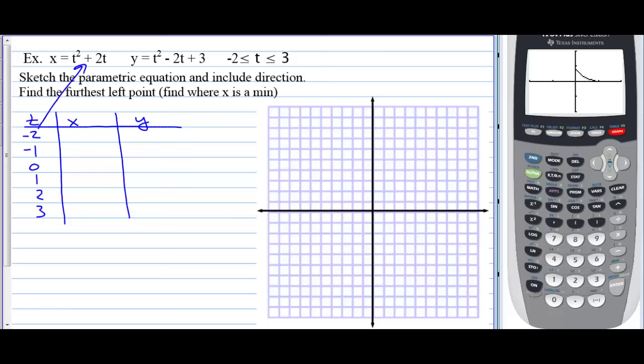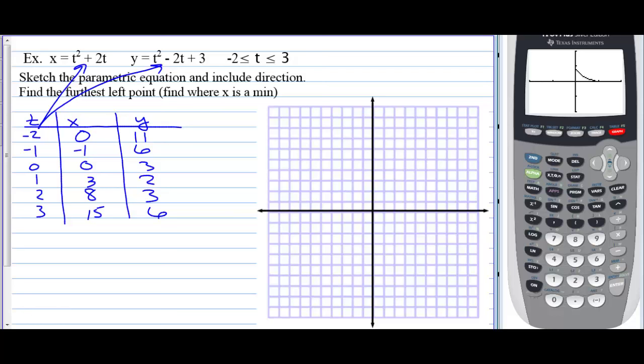We get 4 minus 4, that's going to give us 0. And then plugging -2 in there, we get 4 plus 4 is 8, plus 3 is 11. And doing the same thing except with -1, we get (-1, 6). Then we get (0, 3), then (3, 2), (8, 3), and finally (15, 6).